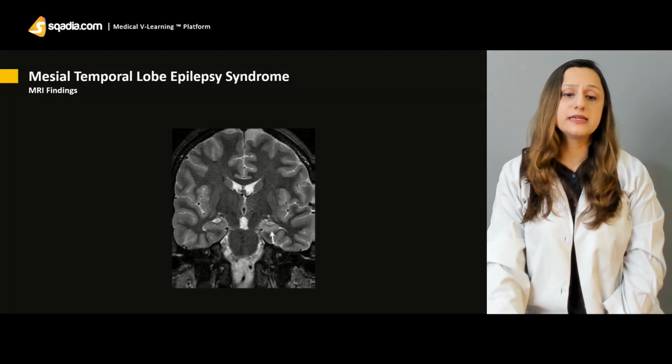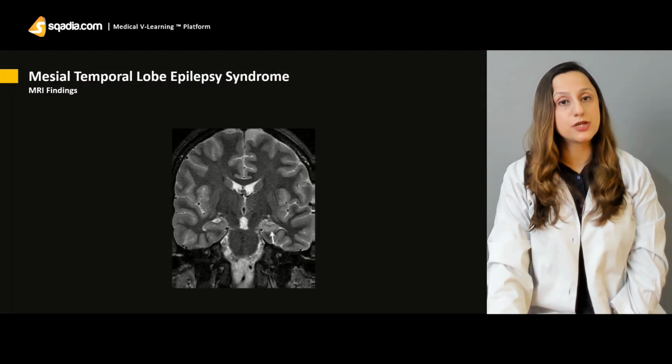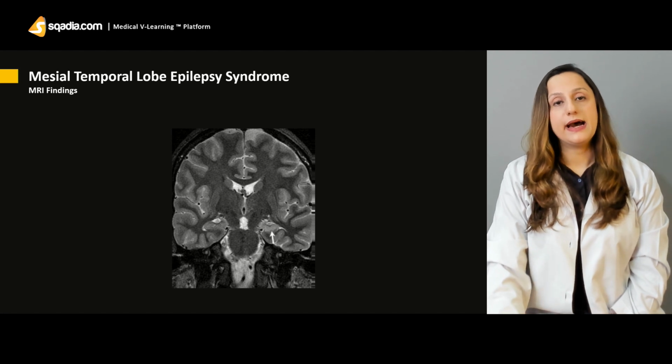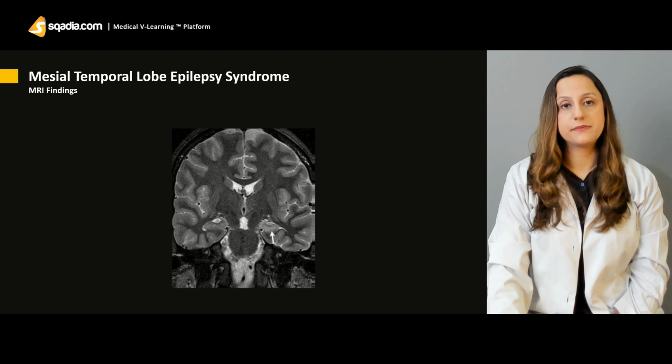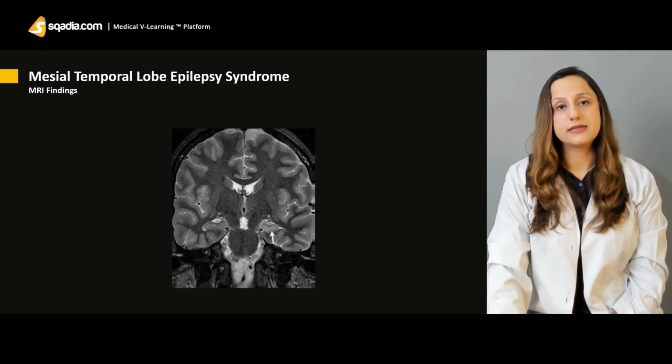The MRI findings are going to highlight the fact that the temporal lobe is involved. Either there can be an increased activity seen, or there can be a tumorous condition involving the temporal lobe that is highlighted here.